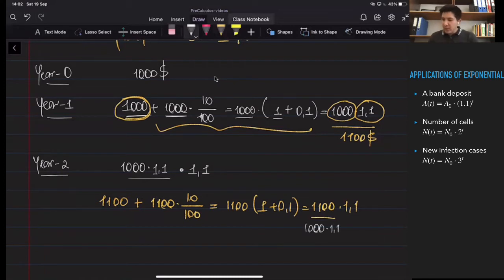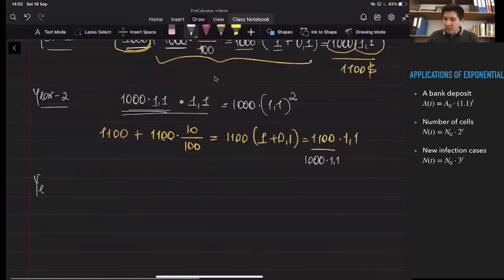So basically 1,000 times 1.1 is the money you've got after 1 year, and 1,000 times 1.1 times 1.1 is the money you're going to get after 2 years. So this is basically going to be 1,000 times 1.1 to the power of 2. Can you guess how much money you're going to get in year 3? Simply 1,000 times 1.1 to the power of 3, and so on.